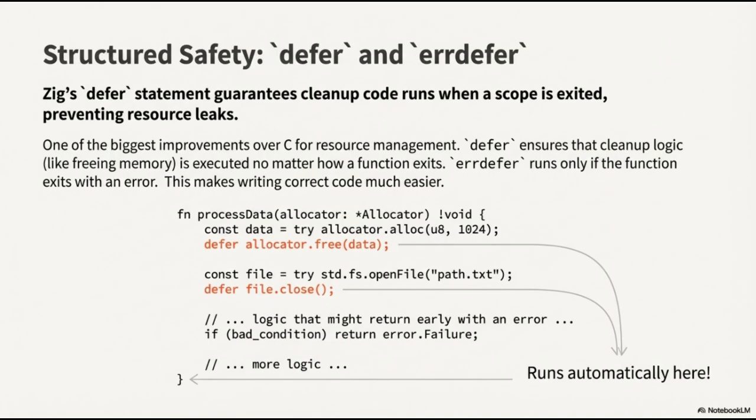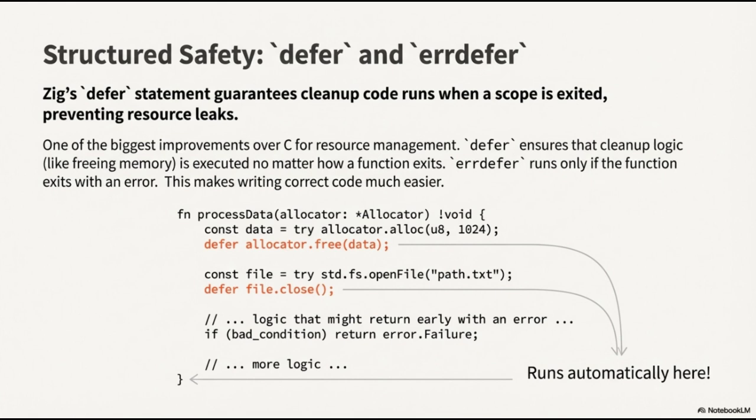Zig's defer and errdefer statements provide a mechanism for structured safety by guaranteeing that cleanup code runs when a scope is exited. This prevents common issues like resource leaks, which can be difficult to manage manually in languages like C. The defer statement ensures that cleanup logic, such as freeing memory or closing file handles, is executed no matter how a function exits. In this example, immediately after allocating memory and opening a file, we use defer to schedule the corresponding free and close operations. As shown by the arrows, these actions are automatically triggered when the function reaches its closing brace, or even if it returns early due to an error condition.